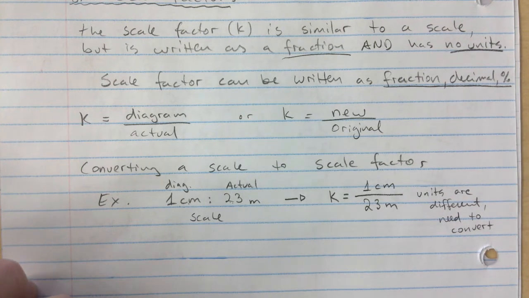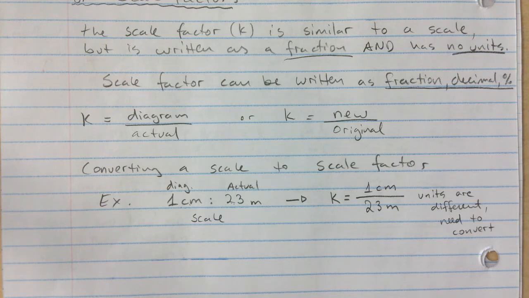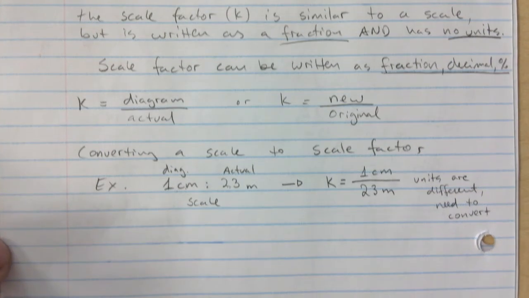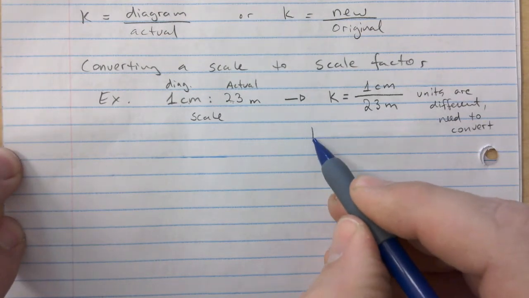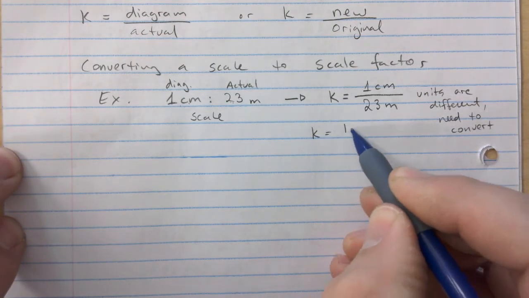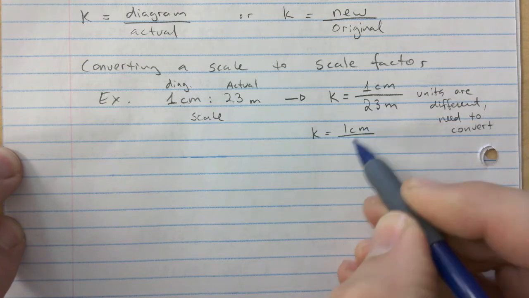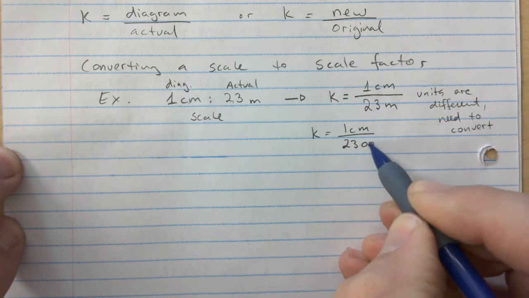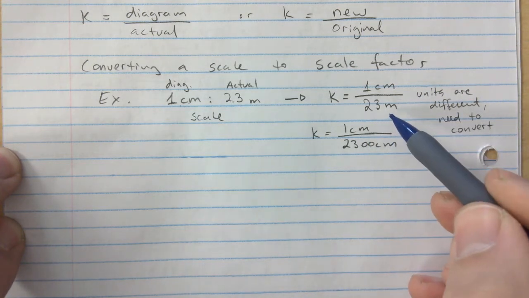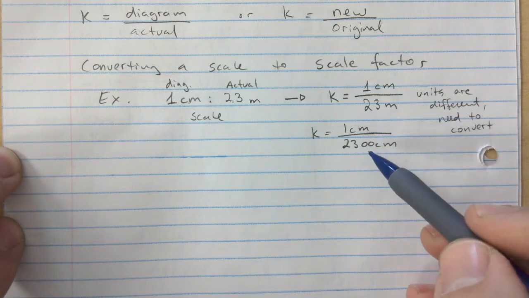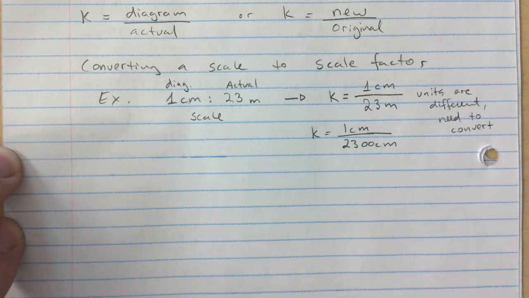Because ultimately what we want is the units to be the same so we can cancel them out. Okay, so what I will do is just underneath it, I will say that K is equal to 1 centimeter over 2300 centimeters. And this is just assuming that there's 100 centimeters in 1 meter, so you just multiply that by 100. If you want to do the conversion on the side, that's fine.